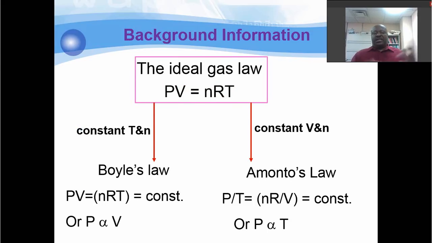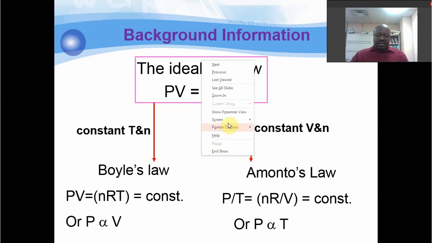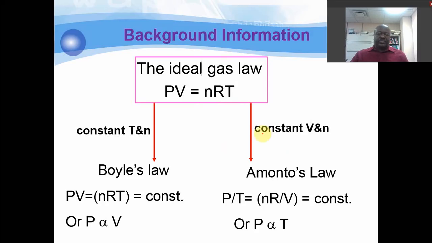In the good old ideal gas law here, if we keep N and T constant, then PV is equal to nRT, a constant. That happens to be Boyle's law. Another way of saying that is that pressure and volume are inversely related.